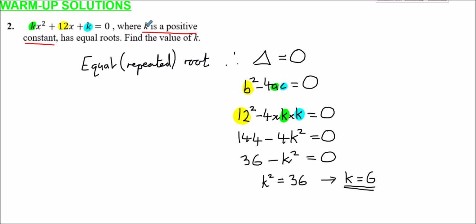Just a point to mention here, if you didn't read this carefully and you put minus 6 as well, you're risking incurring a docked mark in the exam, so always read the question carefully, even if you think it's second nature. It's an easy thing to miss.